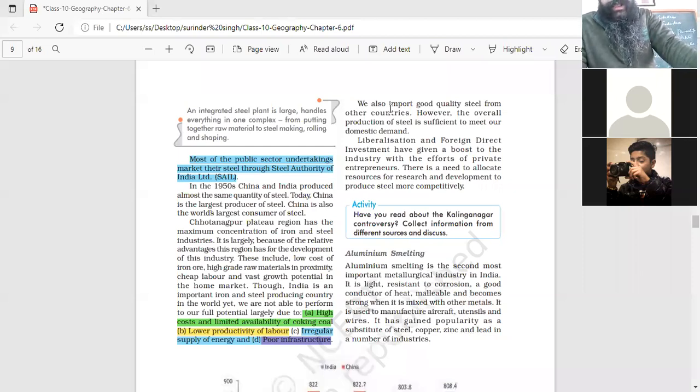Because of such challenges, India opted for liberalization. The government of India liberalized its policies for FDI, foreign direct investment. Foreign capital is invested in the secondary and tertiary sectors to create more job opportunities, similar to the primary sector. Our government should allocate funds for research and development to produce quality steel at competitive prices in the international market.